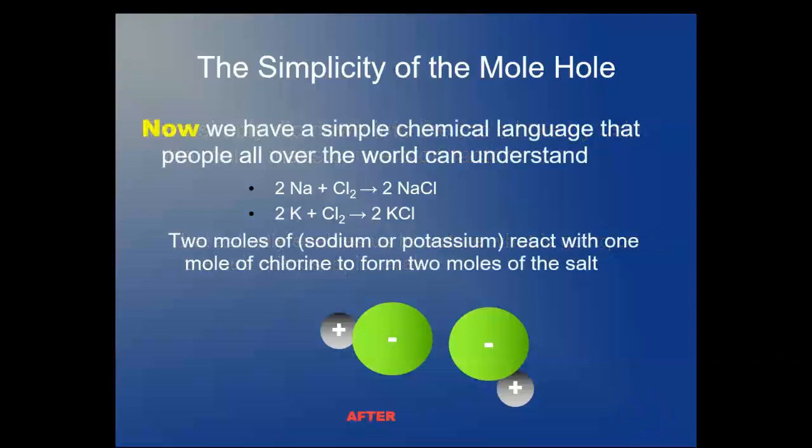Now we have a simple chemical language that in fact people all over the world can understand. If you look at a Japanese textbook, these two equations are what you will see. Now, you might not see much else if you don't speak or read Japanese. You might not be able to tell what else they're saying, but you'll be able to read the chemical formulas and the equations. And what does it mean? It means 2 moles of either sodium or potassium, and behold, lithium or rubidium or cesium, they react the same way with 1 mole of chlorine to form 2 moles of the salt.